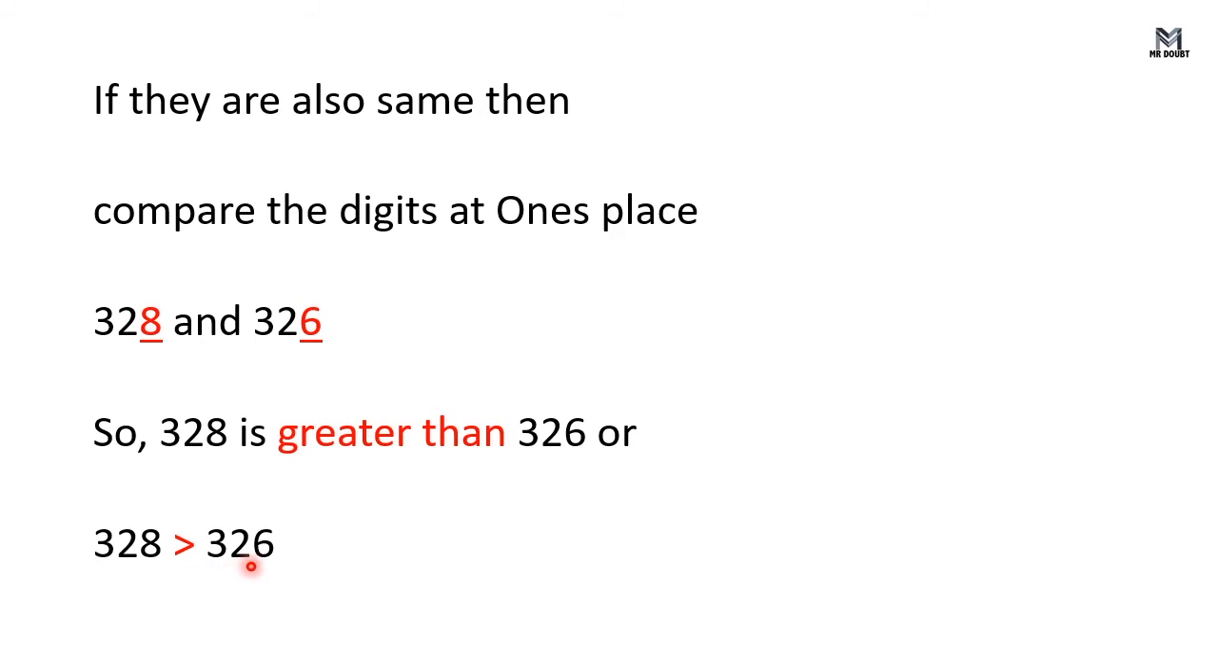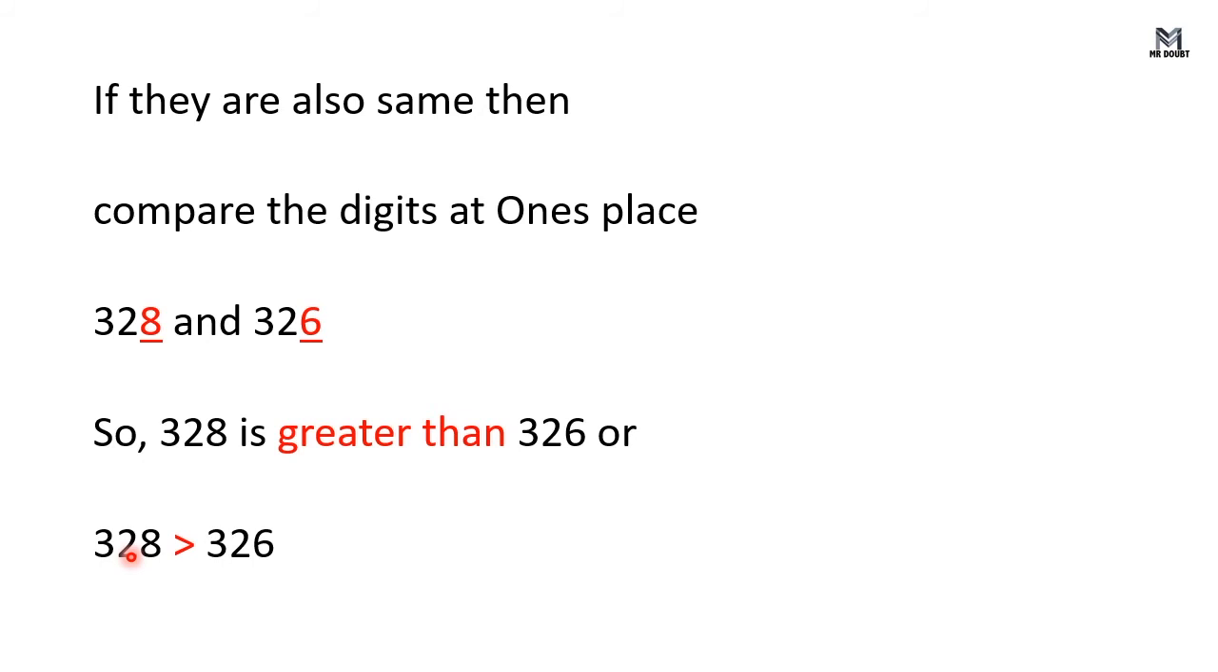Now you must be wondering that in the starting I said that we will compare the numbers like which is greater than, which is less than, or which is equal to. But till now I have only used the term greater than. I haven't used the term less than. Why? Because if we are comparing two numbers and one is greater than the other number, then obviously the second number is less than the first number.